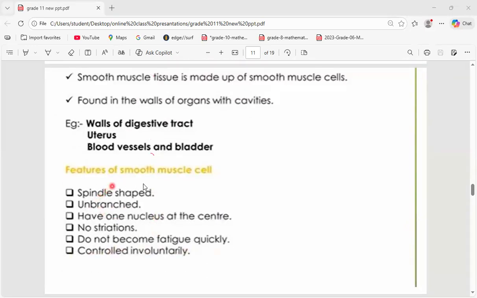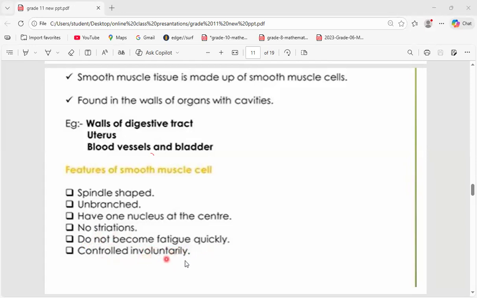So these are the features of smooth muscle cells. Spindle shape, right? This is the main one. Spindle shape, and unbranched, no branches, right? Have one nucleus at the center. No striations, right? Do not become fatigued quickly.